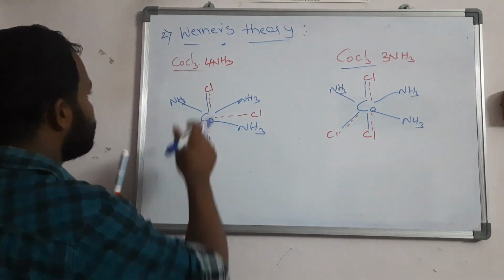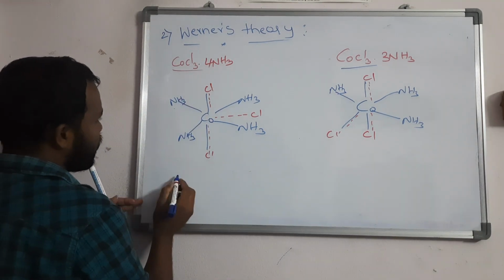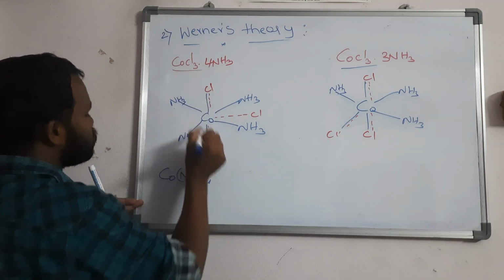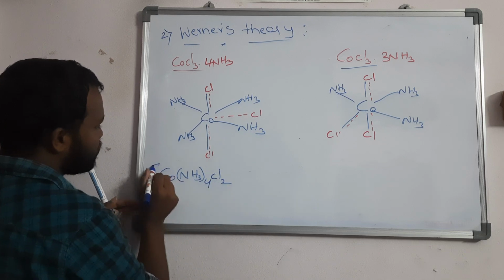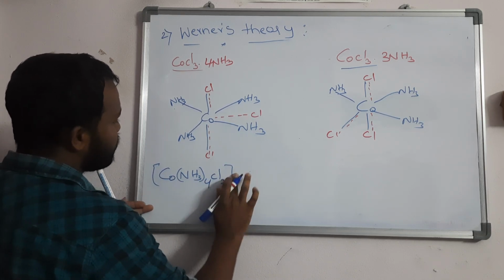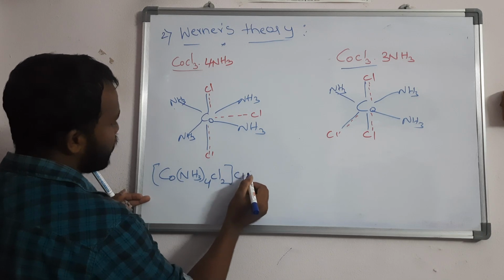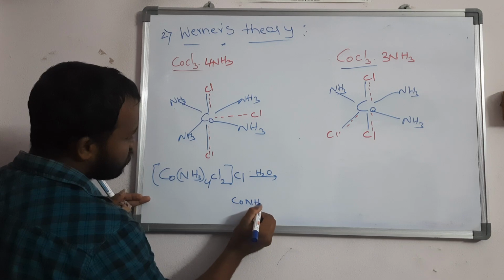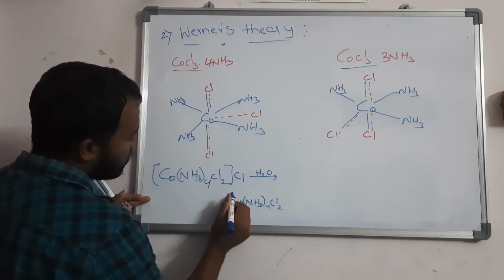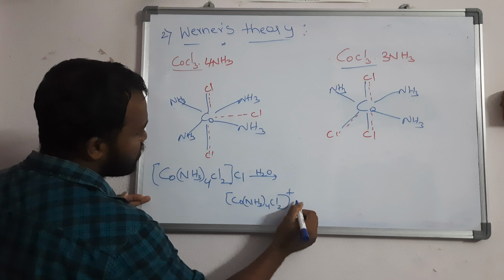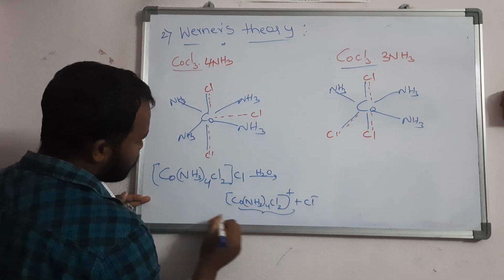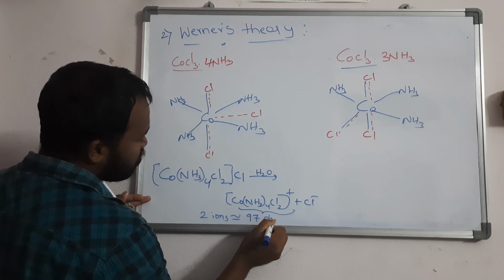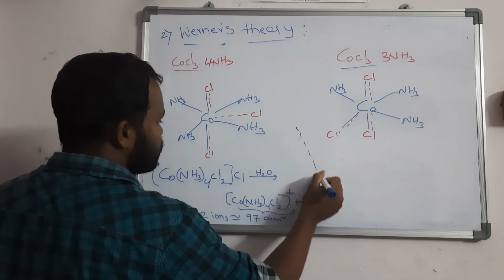Now writing the structure upon hydrolysis, you get [Co(NH3)4Cl2]. Inside, 2 Cl satisfy the primary and secondary valency. Outside, one Cl is present, which is the primary, ionizable valency. Upon hydrolysis it gives [Co(NH3)4Cl2] with a plus charge and Cl minus. 2 ions are present. The conductivity is approximately 97 ohm inverse.